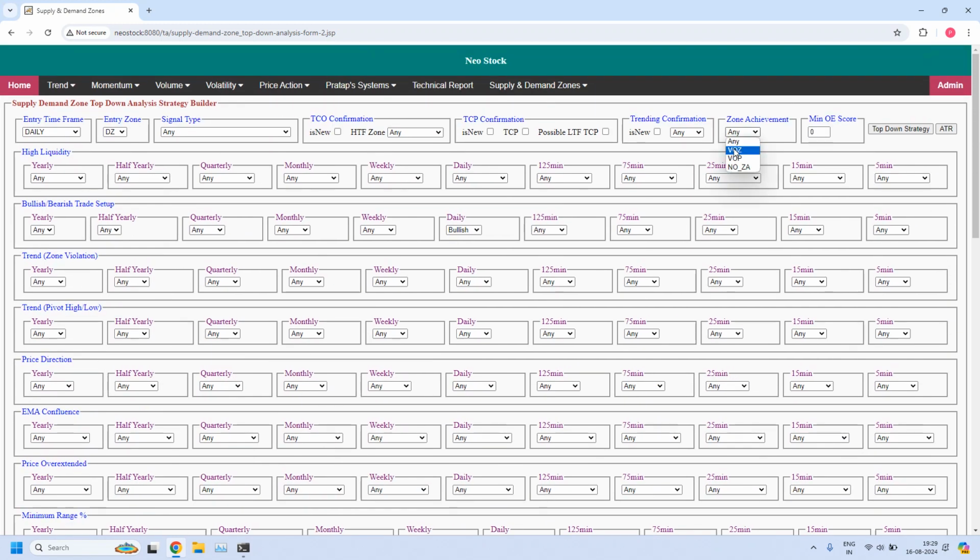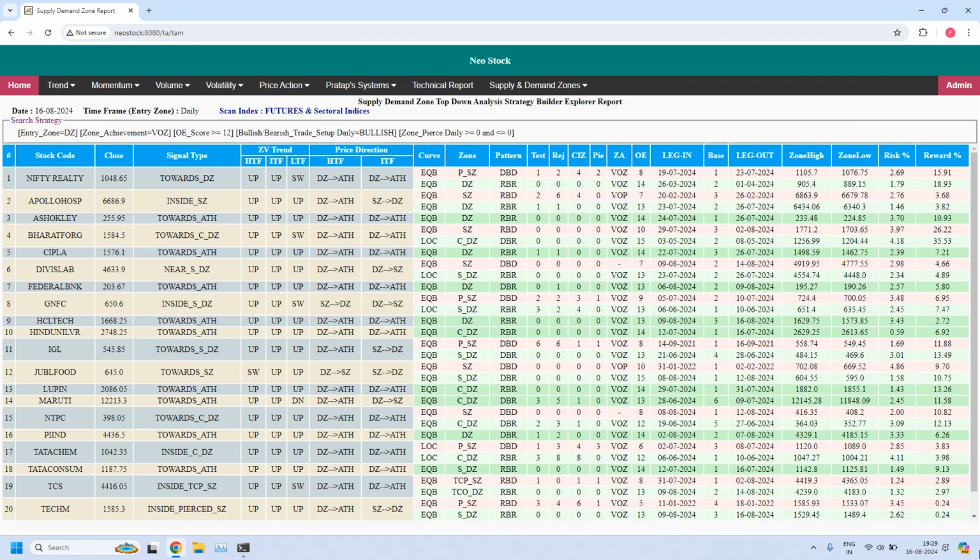Next filter, zone achievement should always be violated opposing zone, VOZ. And the minimum odd enhancer score for bullish or bearish trade setup should be 12. And all the 3 filters are applied to daily demand zone. So let's filter the stocks. So this is the filtered list.